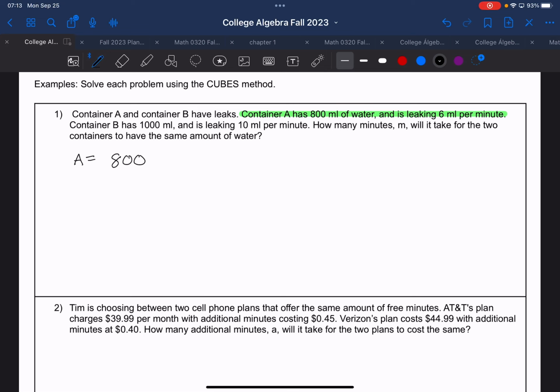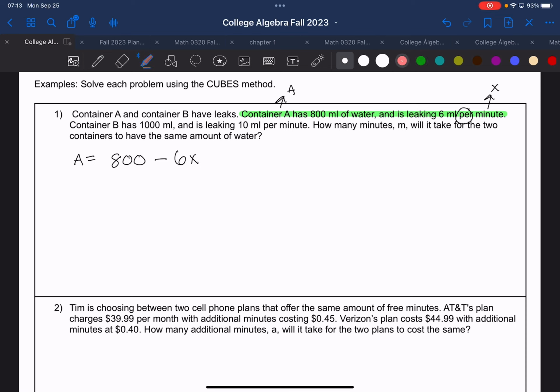So is leaking would be what operation? Minus. And then 6 milliliters per minute tells us we're going to have a multiplication in there. Good. It would be 6x because we don't know how many minutes, right? So we're saying that minutes is x and container A is A. Okay. Now continue on to our problem.